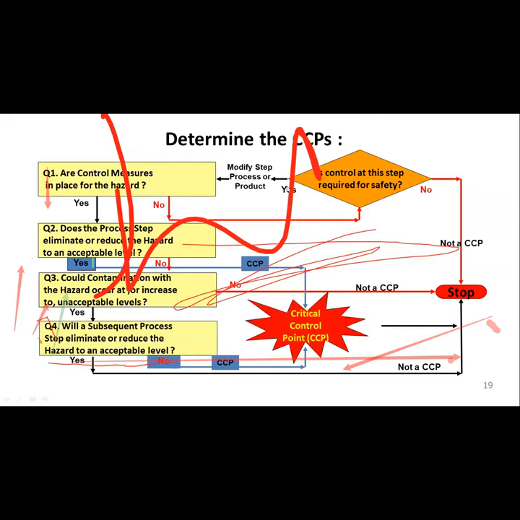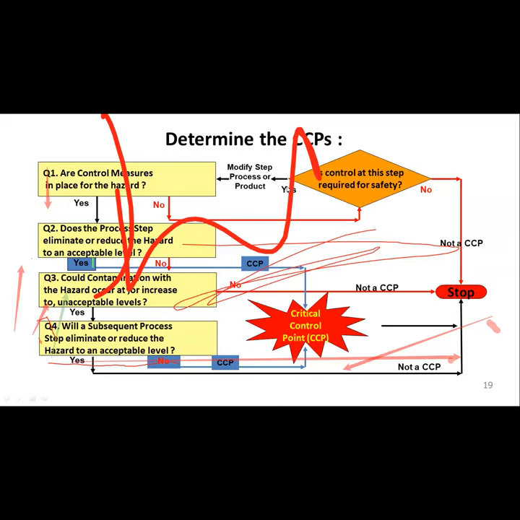So depending on your process flow and how you are controlling your hazards, you can decide which CCP you require. It could be metal detection, sieving, or anything else. It depends on your control measures. Sir, next question: what is the CCP of tea?